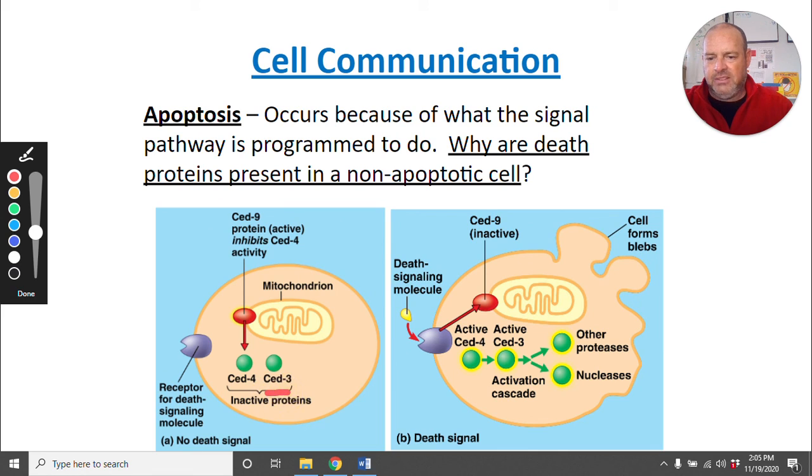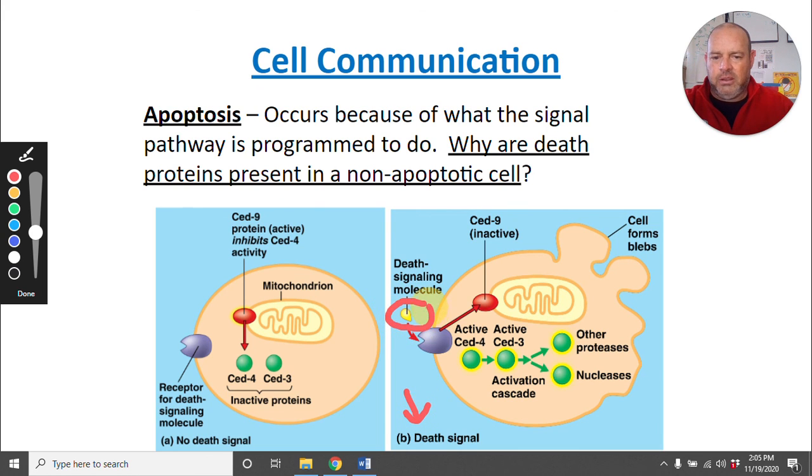You have this protein SED3 and this other one called SED4, and they are inactive right now. And then SED9 is active. SED9 is active, and it's sitting right here on the mitochondria, and it's basically blocking SED4 from binding to the mitochondria.